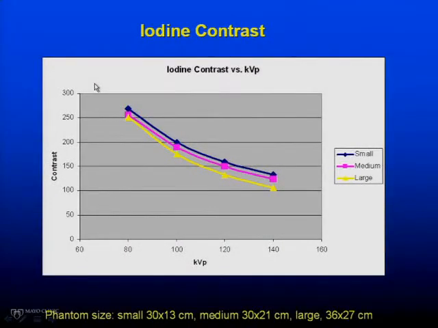120 kV is the most frequently used kV, but recently the lower kV has received a lot of attention to reduce the radiation dose or improve the image quality, especially in some clinical journals. And the main benefit of the lower kV is the improved iron-dye contrast, as seen in this figure.